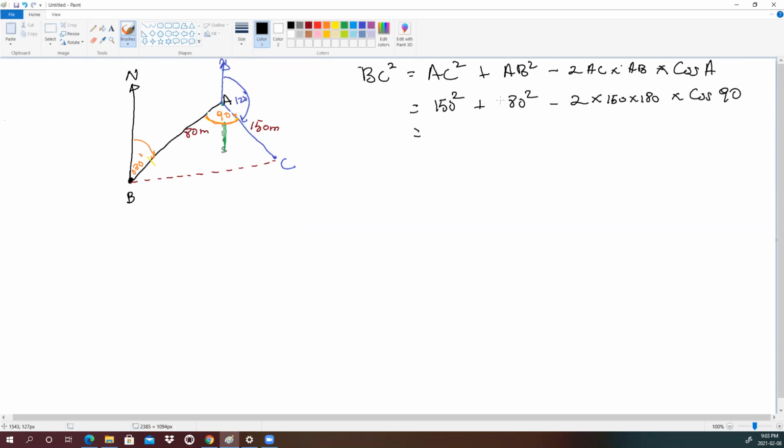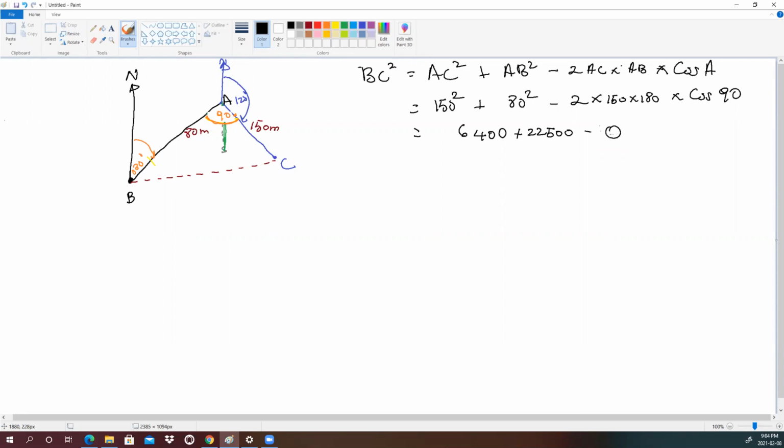So can you work out this first part? 150 squared plus 80 squared. 22,500, plus 6,400, so 28,900.